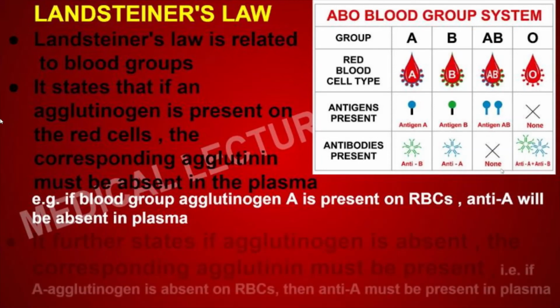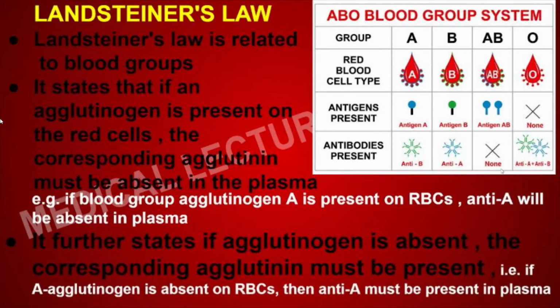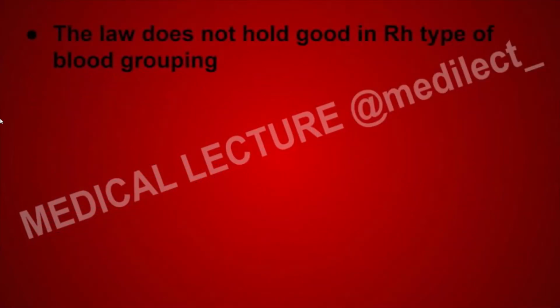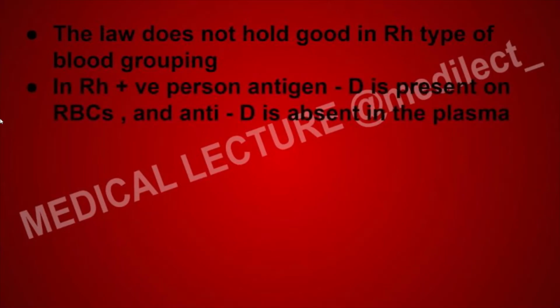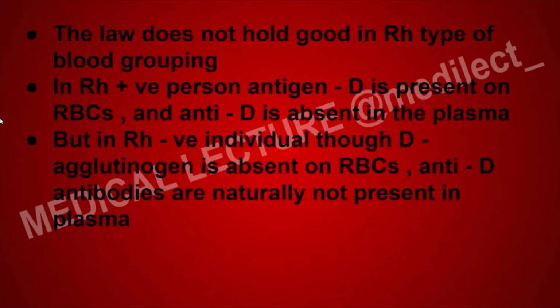It further states that if the agglutinogen is absent, meaning the antigen is absent, the corresponding antibody agglutinin must be present in the plasma. Now, this law does not hold good in the Rh type of blood grouping. In an Rh positive person, antigen D is present on the RBCs and antibody D is absent in the plasma, while in an Rh negative individual, though the D antigen is absent on the RBC, antibody D is naturally absent in the plasma. So Landsteiner's law doesn't hold good for the Rh type of blood grouping.